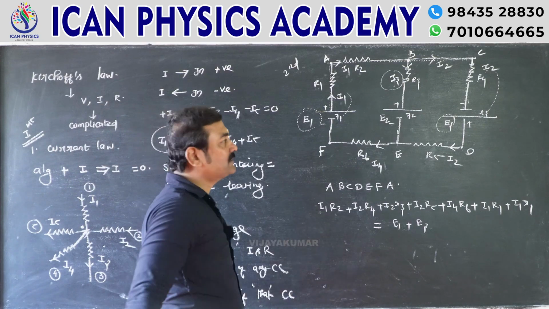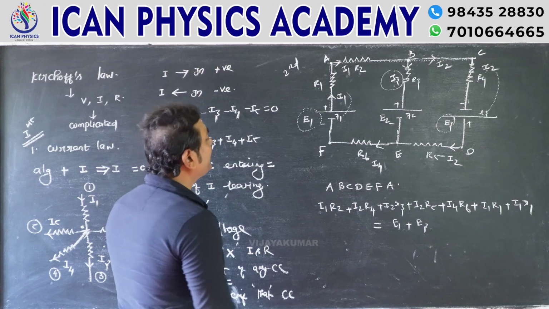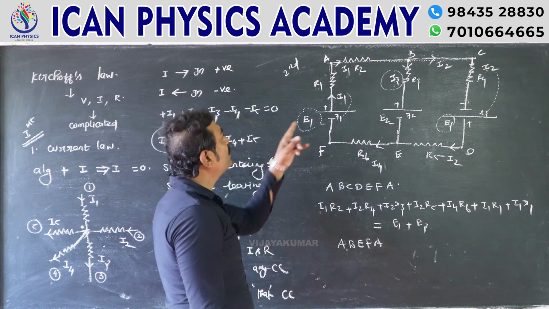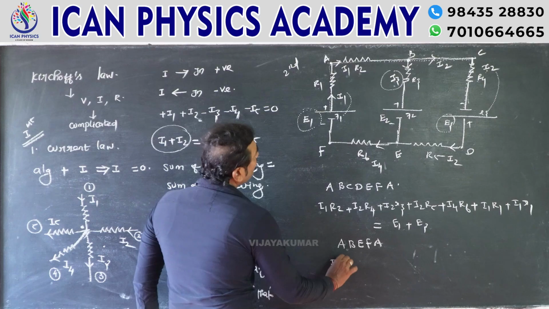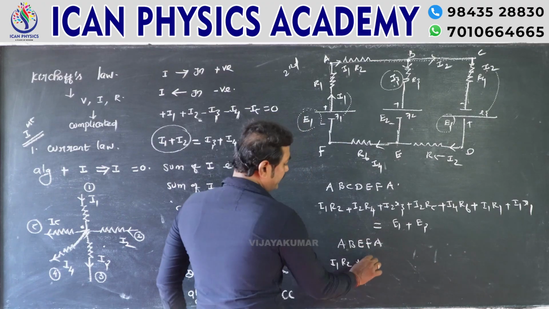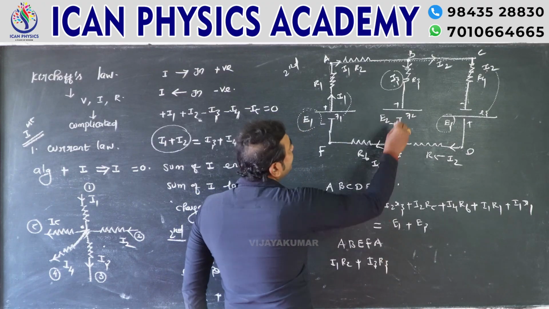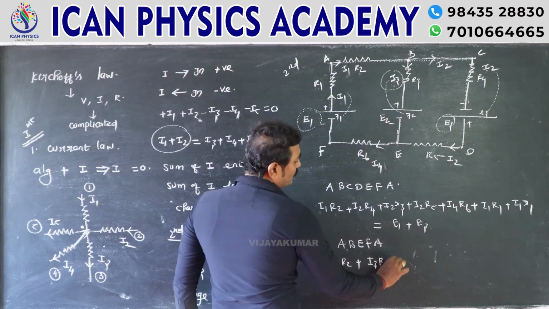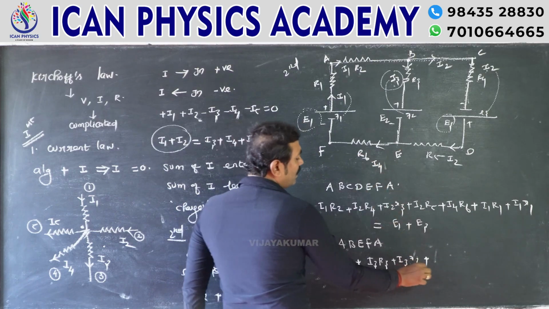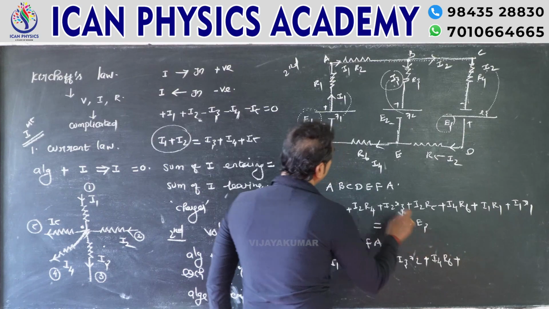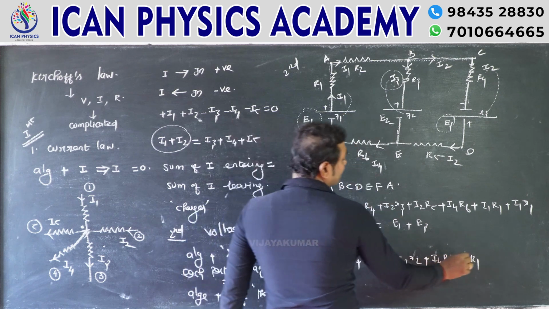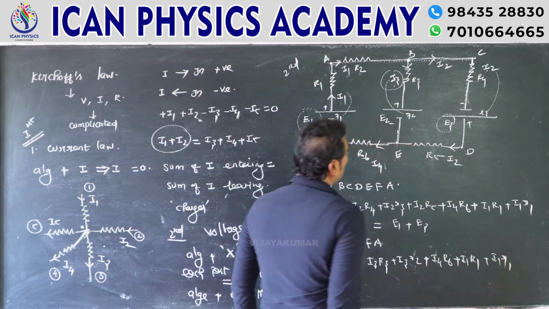Now we are going to the next closed circuit: A, B, E, F, A. So A to B is I1 R2, plus B to E is I3 R3 and its internal resistance, so I3 into r2. Here I4 R6. Here I1 R1, and its internal resistance I1 small r1.